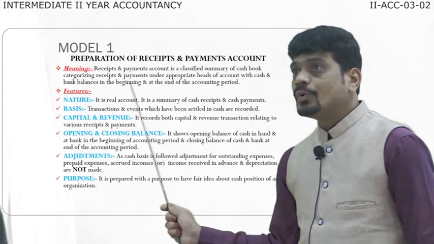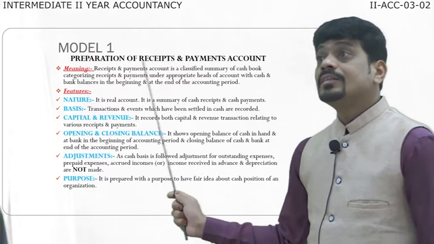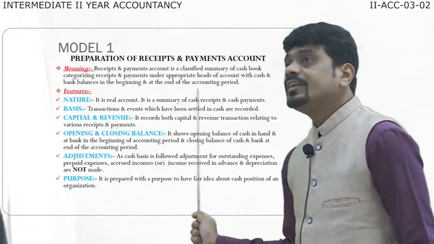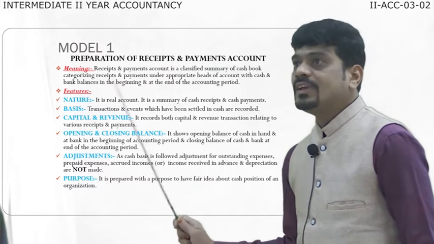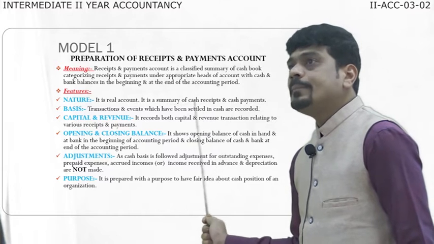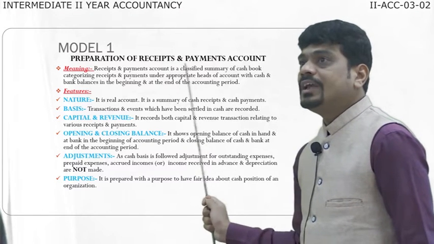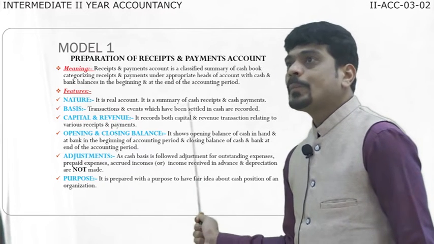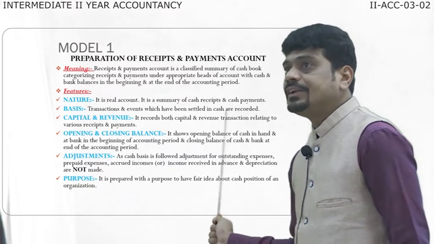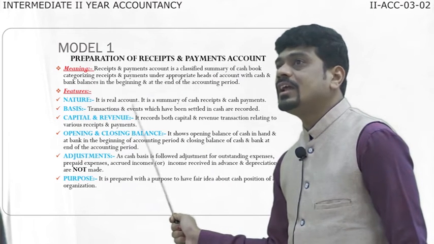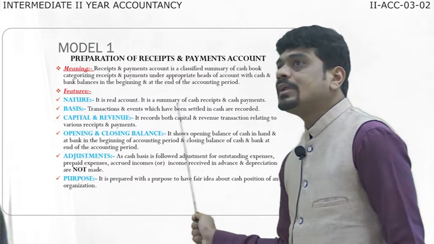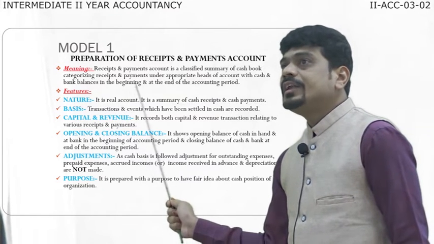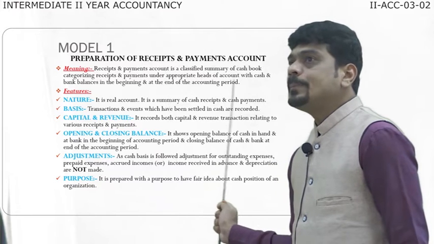And that real account rule we are going to apply to the various receipts and payments. Receipts are what comes in, and payments are what goes out. So in a nutshell, all the cash receipts are debited and all cash payments are credited. So the first nature is that it is a real account and it is a summary of all cash receipts and payments. The rule we are going to follow is: debit all receipts, credit all payments.